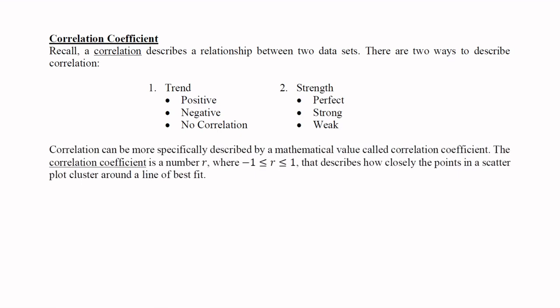Correlation can be more specifically described by a mathematical value called the correlation coefficient. The correlation coefficient is a number r, some value either equal to or between -1 and 1, that describes how closely the points in a scatter plot cluster around a line of best fit.